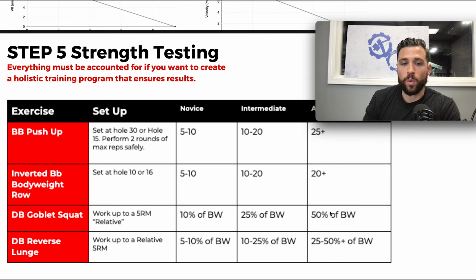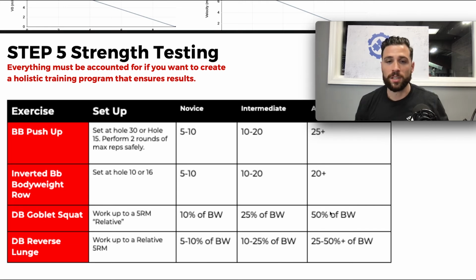Now, a dumbbell goblet squat, right? We work up to a relative 5 rep max. So if they can hit 10% of their body weight for 5 rep max, they're a novice. Intermediate is 25% and advanced is 50%. For example, if you're a 200 pound individual and you can hold a 100-pound dumbbell or a kettlebell and squat it for 5 reps, that's pretty advanced, even if you can deadlift 400, 500 pounds. Just the stability and the coordination and the intramuscular control to be able to do that is extremely important. So this is how you can categorize that across the board and know where this individual stands.